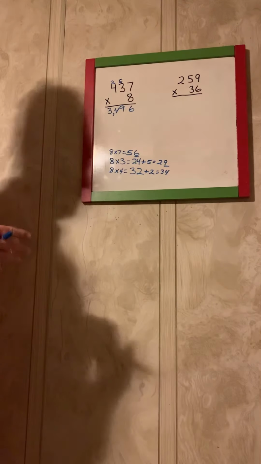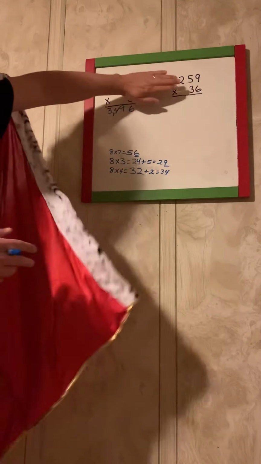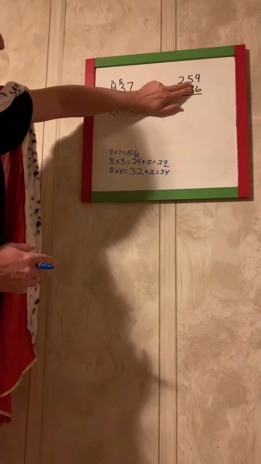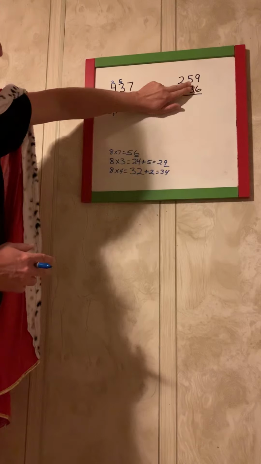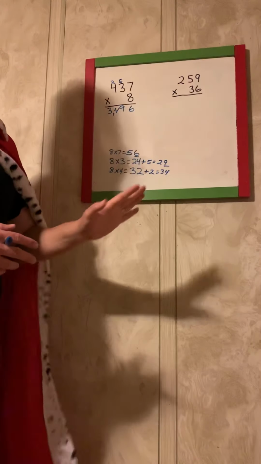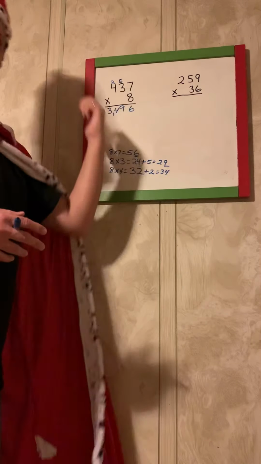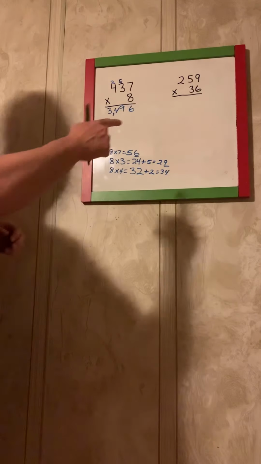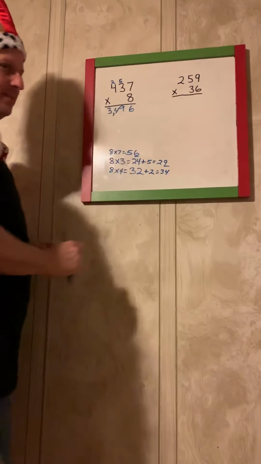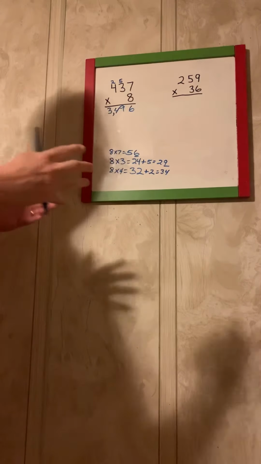Now, when I want to do this problem over here where it's a 3-digit by 2-digit number, I want to follow the same steps. I'm going to do this problem just like as if it was 259 times 6, forgetting that the 3 is there right now. I'll use the 3 next. So let's start with 259 times 6.